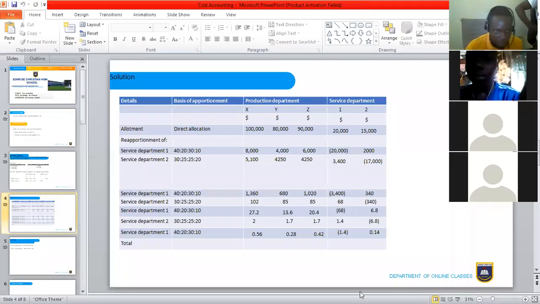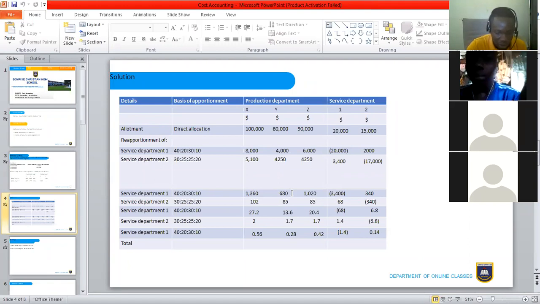All right, let's proceed. Here the focus is on reapportioning 3,400 using the percentages that have been given to us. Who has the solution now? Aberinga, you get 1,360. All right, so that's it for production department X: 1,360. Let's move on to the second one.